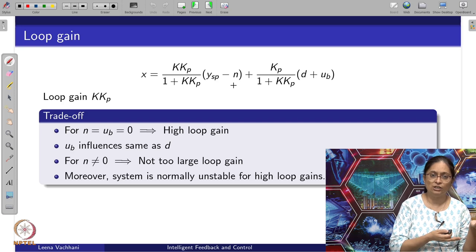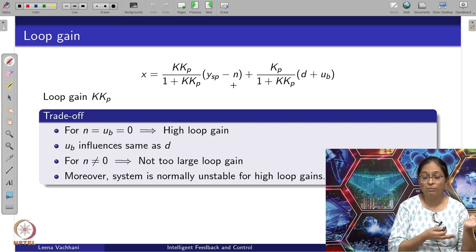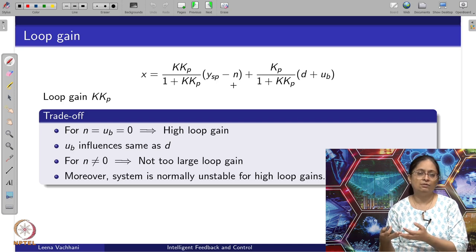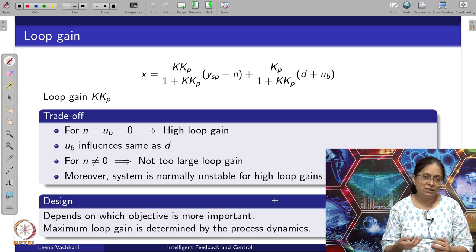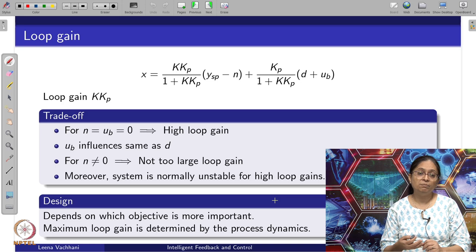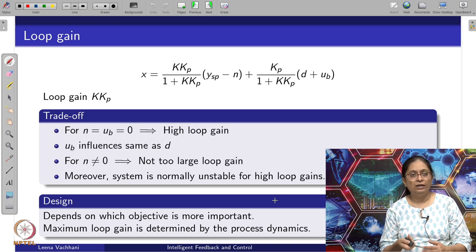Therefore, there is a trade-off in the selection of the loop gain. Higher loop gain is desirable for reflecting the change in the set point, whereas if there is noise in the system, then higher loop gain is not desirable. And also we know that the system normally becomes unstable at higher loop gain. So there is anyway a cap on the selection of a particular loop gain. The design of the controller, or the design of the loop gain and the bias term in this case, will depend on which objective is more important. Maximum loop gain is of course determined by the process dynamics, which comes from the stability of the system and so on. It is possible that PID is not able to achieve all the control objectives, but what is more of a priority is what we have to look at.